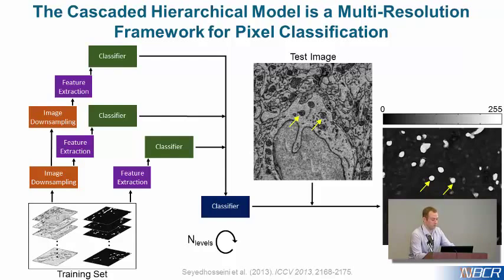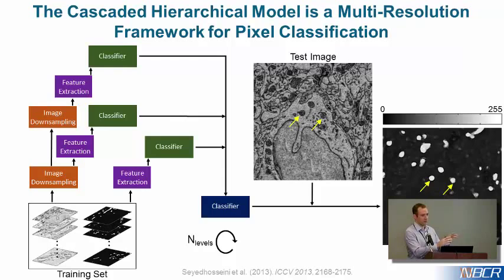The novelty of the Cascaded Hierarchical Model, or CHM, is that using a user-specified number of levels, the images are downsampled. This reduces the size of the image by a factor of 2 each time. So instead of a 500 by 500 pixel tile, we now have a 250 by 250 pixel tile. This is achieved by averaging the intensities of neighboring pixels together and giving you your output pixels.